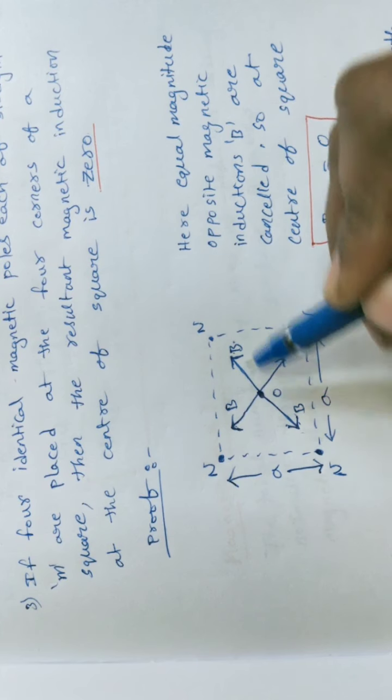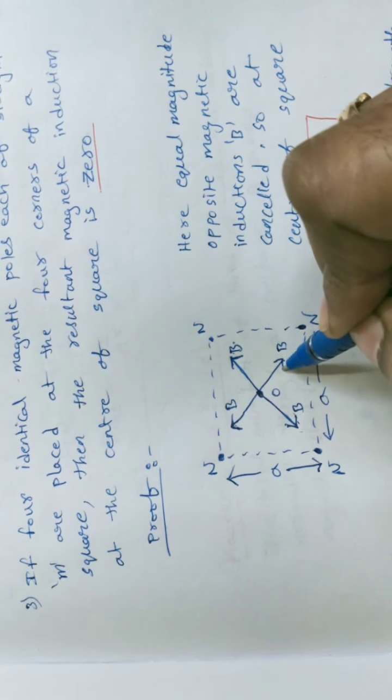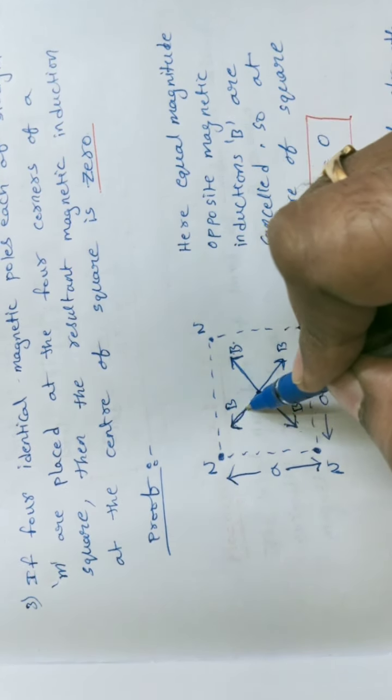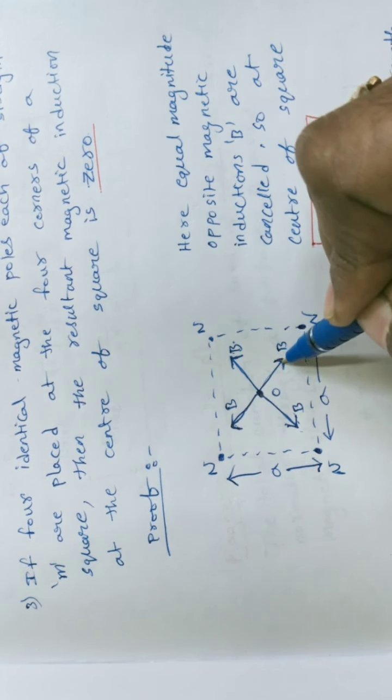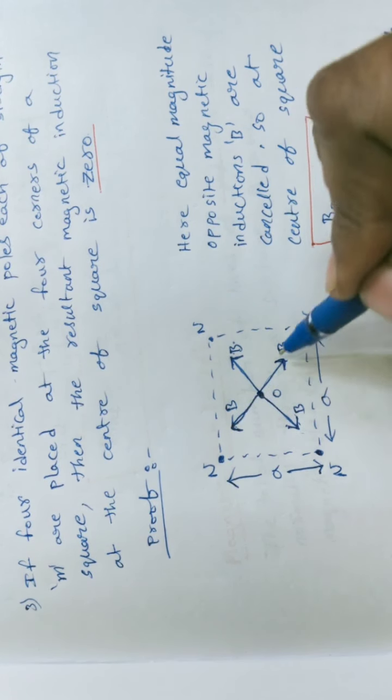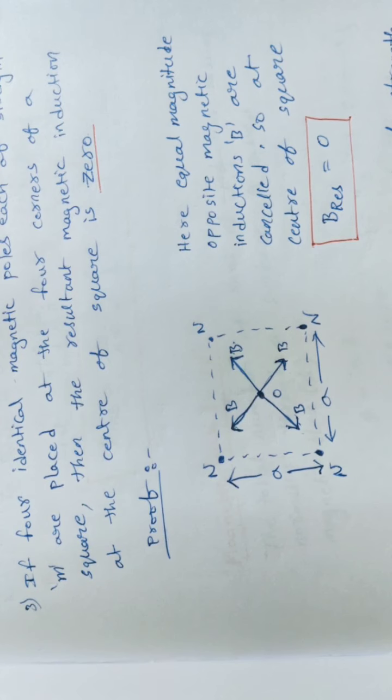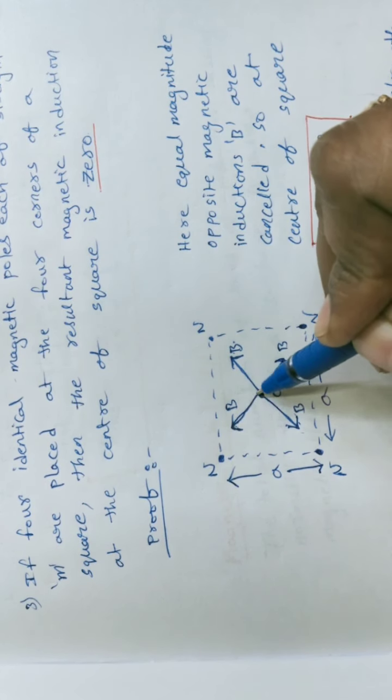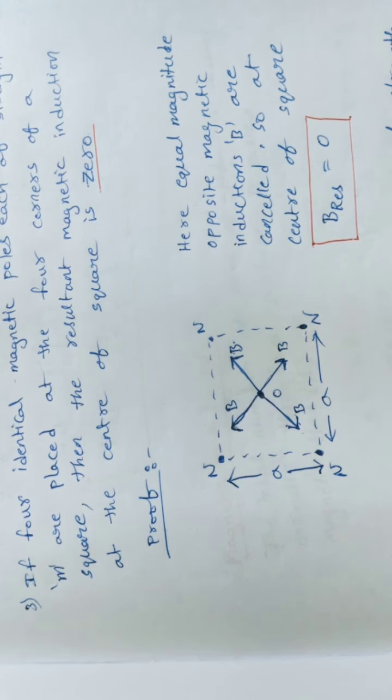These two will be cancelled out, and in a similar manner, this direction and this direction, another B will be acting in opposite directions. These two also cancel each other. So finally, at the center of this square, the resultant magnetic induction becomes 0. So that is the main fundamental thing here. Okay students, next one more application also, now we will revise it.